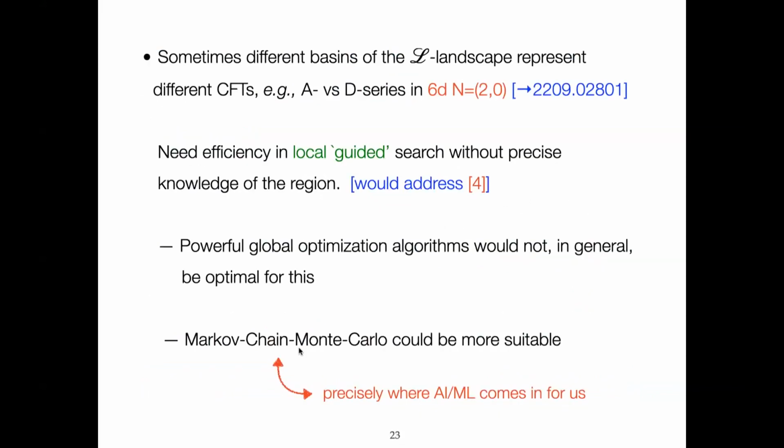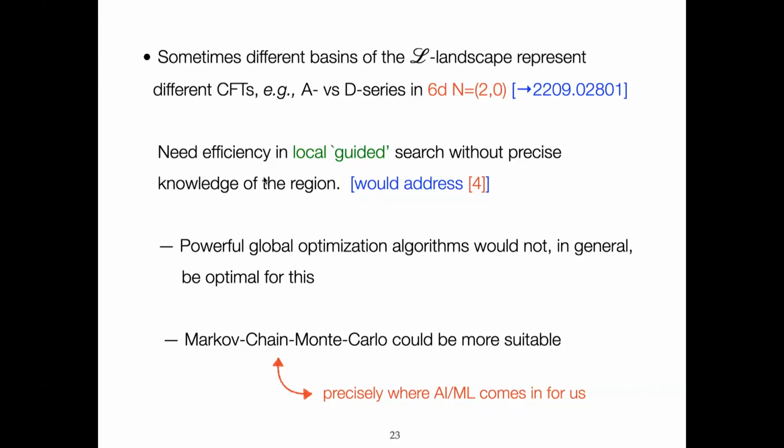Okay, so the other point was point 4 about the complexity of the landscape, and the fact that it has multiple basins of minima that you want to track locally. So you need efficiency in local guided searches without precise knowledge of the region. And as I said before, that makes the optimization hard because you cannot take most of the standard optimization algorithms out of the box and apply them there. If they try to find the global minimum, that's not what you want. So you want to do some local guided search.